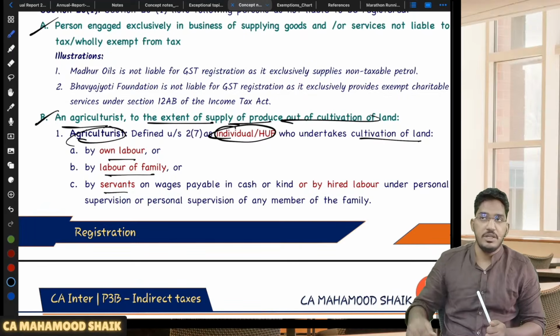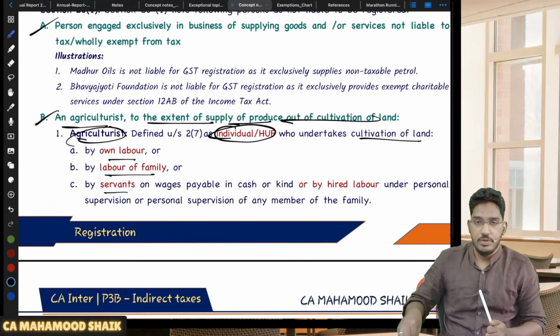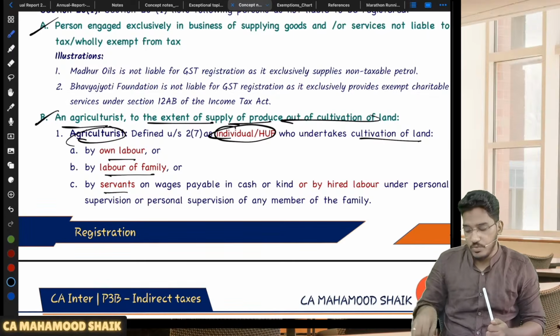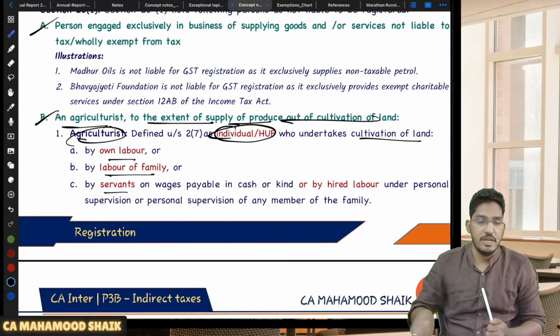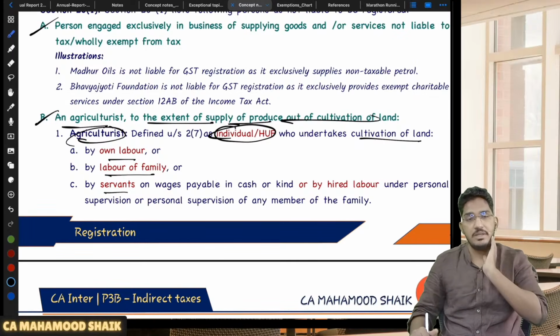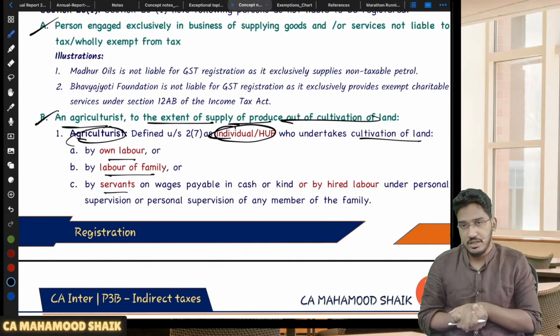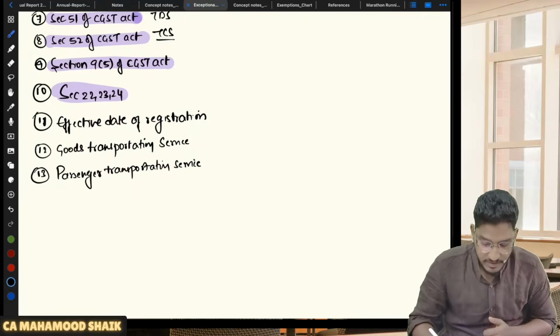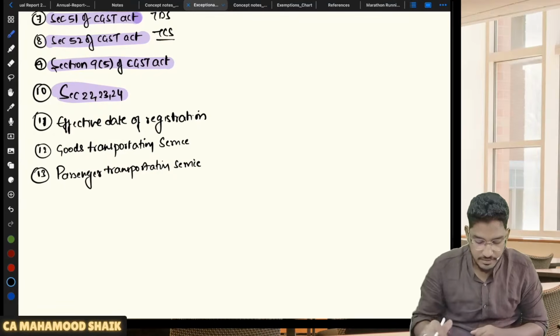And one more point you have to remember: if you are an agriculturist, in addition to selling produce out of cultivation of land, if you are making any other supply, then you will be liable to GST if your aggregate turnover has exceeded the applicable threshold limit. If you are only making supply out of cultivation of land, then only you are exempted from registration. Understood? So this is what I thought of covering, 3 sections 22, 23, 24, that we are done.